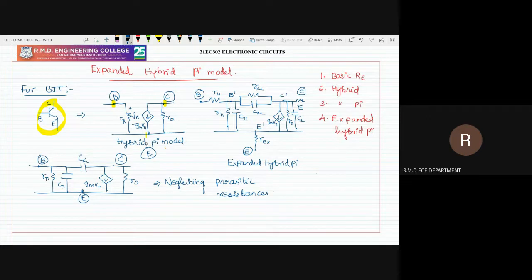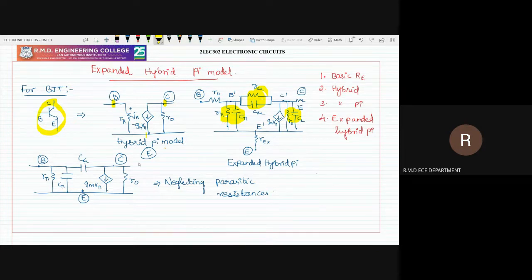While the same diagram can be expanded by introducing capacitors at each terminal. So from base to emitter, I am introducing a resistor and capacitor, called r pi and C pi. In the same way, from base to collector, I am introducing an RC combination, r mu and C mu. The same way, from collector to emitter, another RC combination is introduced. So that is how your hybrid pi model gets expanded. Hence, it is called the expanded hybrid pi model diagram.